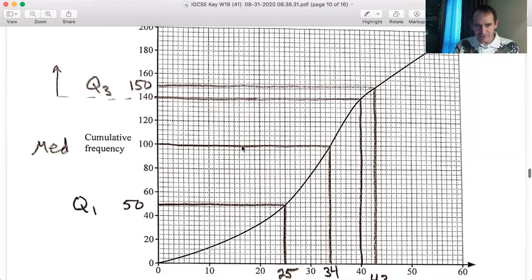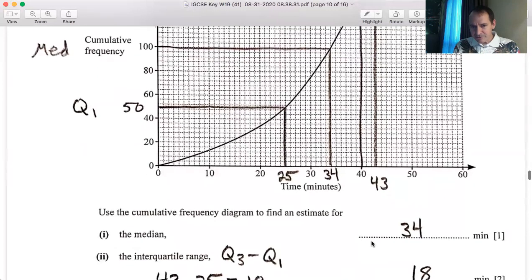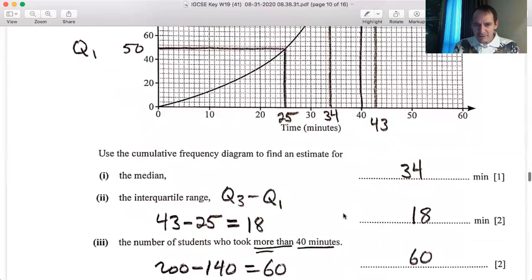It would be better if you use a straight edge on your graph paper, then turn perpendicular and follow it down. And we see that this is 34 minutes. That is the median, the middle time. Now the interquartile range is Q3 minus Q1.